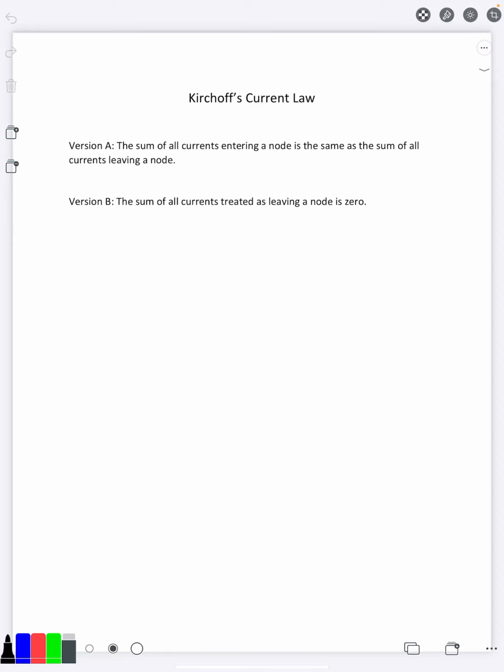In this video, we're going to discuss Kirchhoff's current law. Now there's two versions here, version A and version B. I think version A is easy to understand when you first see it. It says that the sum of all currents entering a node is the same as the sum of all currents leaving a node.